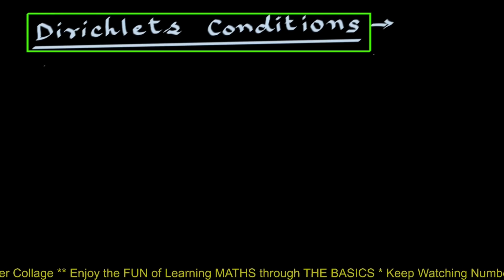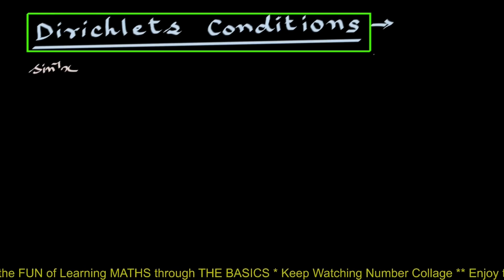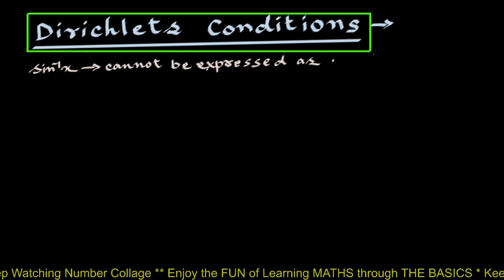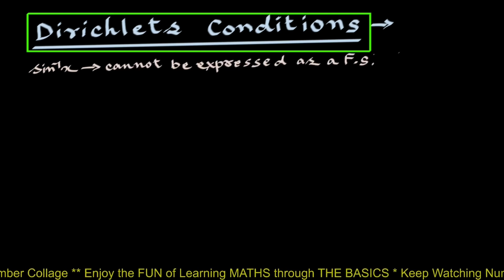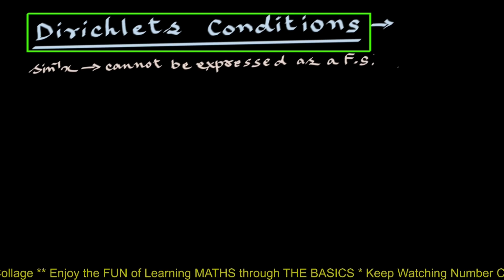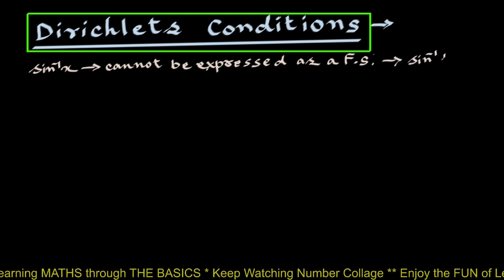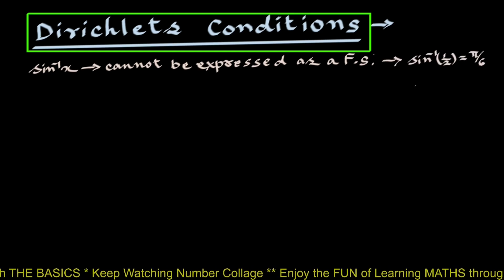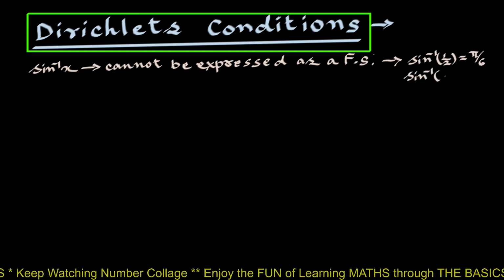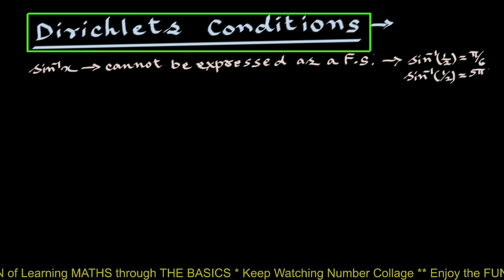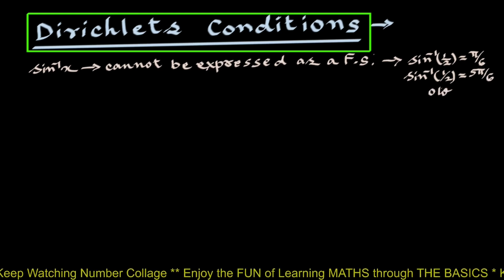According to the first condition, sin inverse x cannot be expressed as a Fourier series. This is because it is not a single valued function. As we know, sin inverse half is pi by 6, and also sin inverse half is 5 pi by 6 in the period 0 to pi.